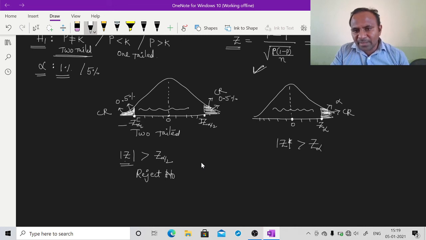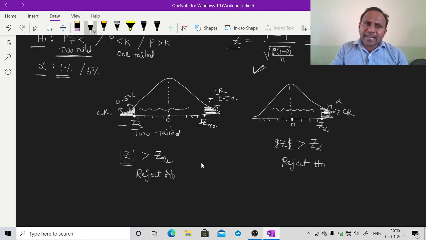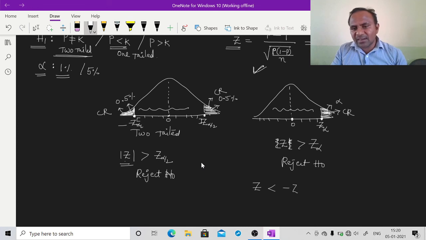Suppose you are using the one-tailed alternative, then your test statistic value is greater than z alpha. You may not need to take the modulus here in this case, because it is already positive, so z is greater than the z alpha value, which will come from the table, and then we need to reject the null hypothesis H naught. Suppose you are using the left-tailed, if it is less than type, p less than type, obviously you are taking the left tail, so there you are using the property that if z is less than minus z alpha, you have to reject the null hypothesis. So this is the test process.